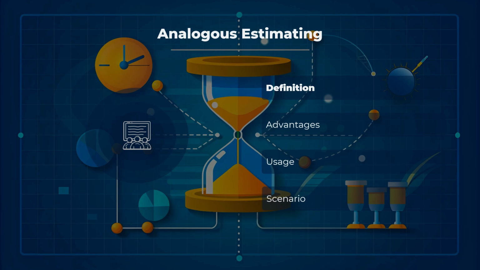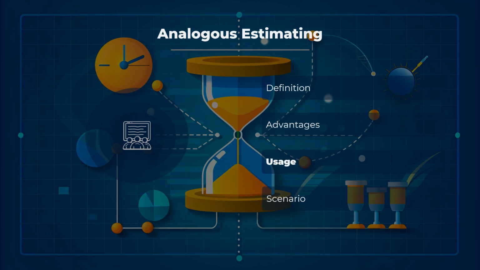Analogous estimating uses historical data from similar projects to estimate the duration of current project activities. It's a form of top-down estimating where past project information is used as a reference. Here are the advantages of analogous estimating. Speed: quick and easy to apply, especially in the early phases of a project. Cost-effective: requires less detailed information, making it less resource-intensive.